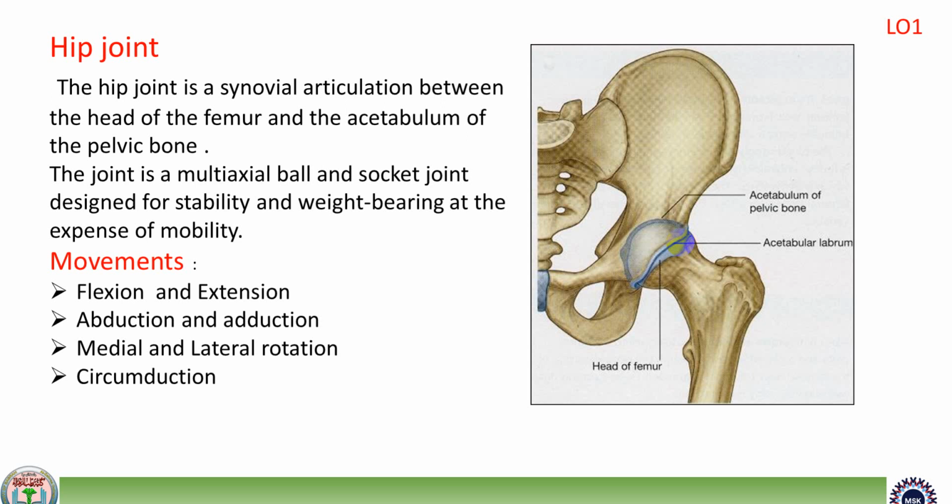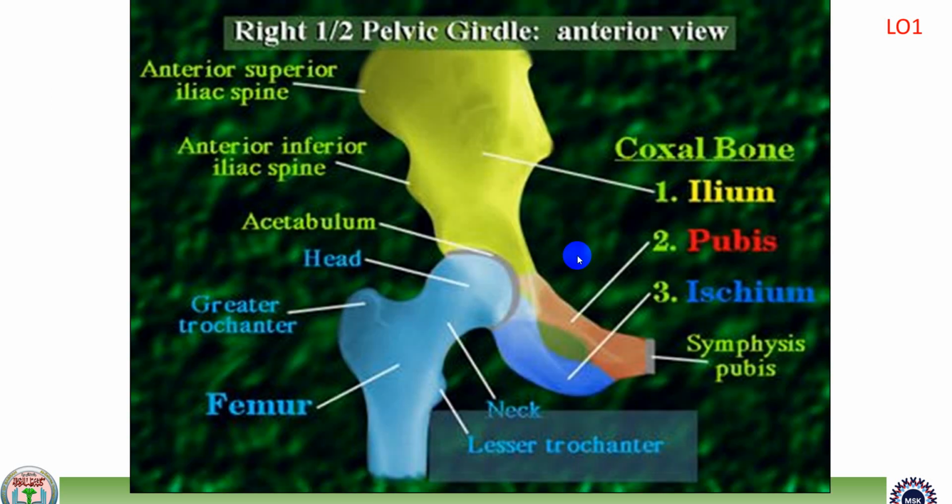These are the movements that occur at a ball and socket joint. And this is a nice picture for the hip joint. It shows the articulation between the ball, that is the head of the femur, and the acetabulum, which is formed by all the three hip bones that you saw in the practical session. This is the iliac bone, this is the pubic bone, and this is the ischium. All the three are involved in the formation of the socket or the acetabulum. This is the head of the femur, this is the neck, this is the greater trochanter, this is the lesser trochanter, and between them the intertrochanteric line. This is an anterior view for the hip joint.